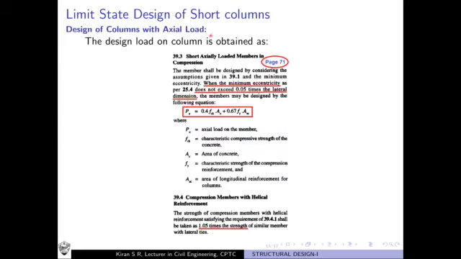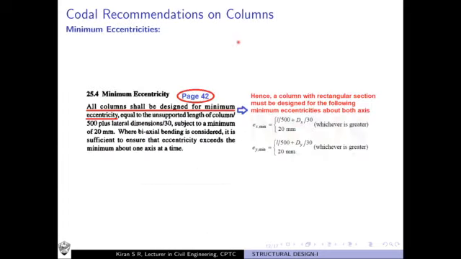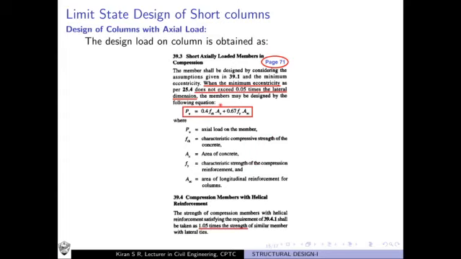Now coming to the design of short columns subjected to axial load. Okay, pure axial load. We have discussed that when we design columns subjected to pure axial compressive loads, you have to determine minimum eccentricity, and we know how to determine the minimum eccentricity. We have already discussed. Page number 42 will give you the minimum eccentricity. So once you find the minimum eccentricity, you take page number 71, clause 39.3.